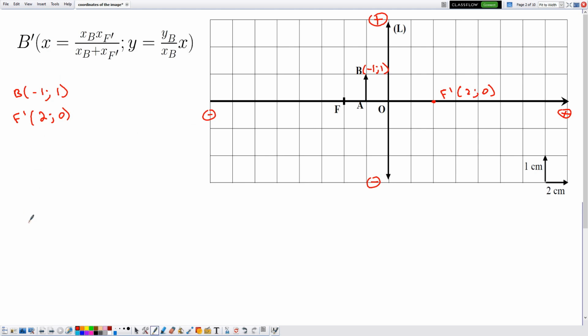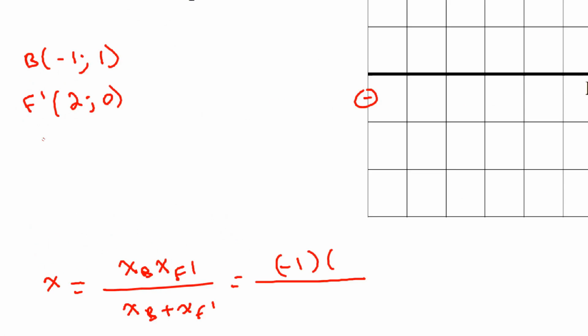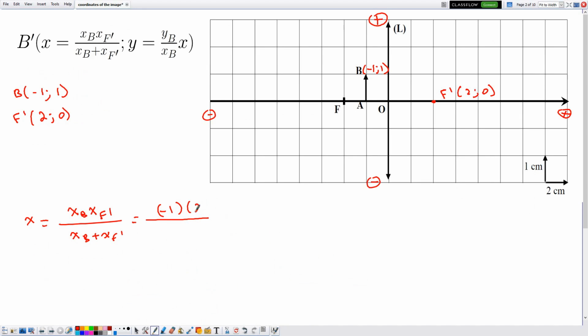Now let's calculate the value of x. So x is given by xB multiplied by xF prime divided by xB plus xF prime. So the value of xB is minus 1, multiplied by xF prime, which is 2, divided by xB, which is minus 1, plus 2. This will give us minus 2 divided by plus 1, which is minus 2. So the value of x in this case is minus 2.